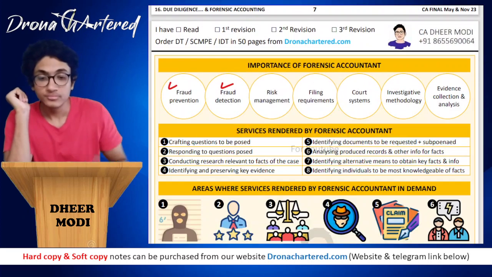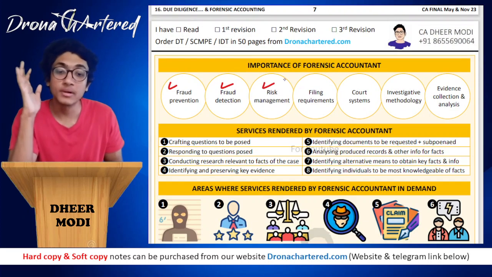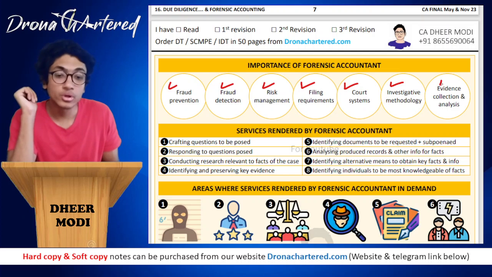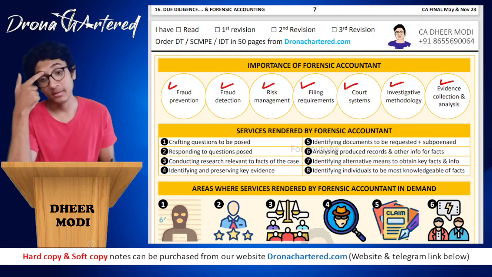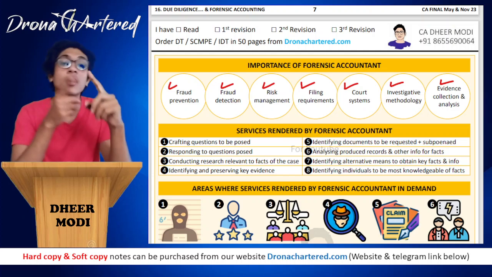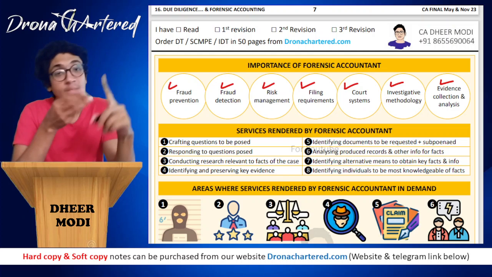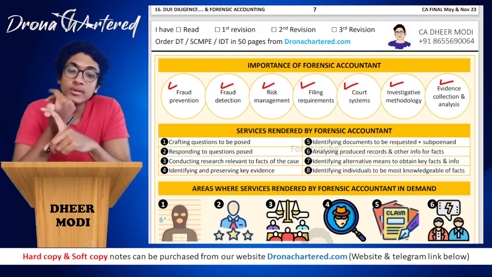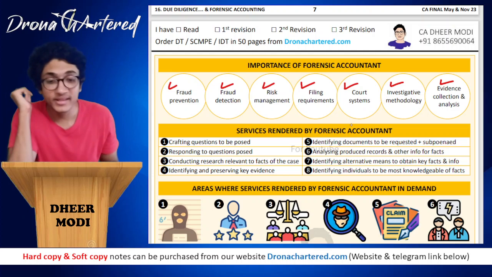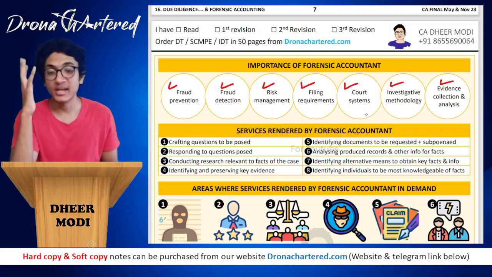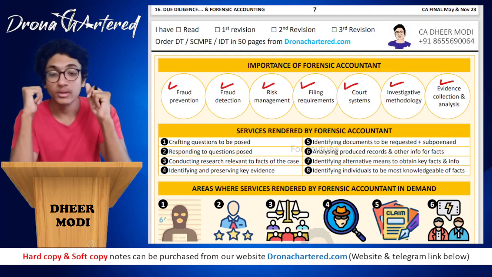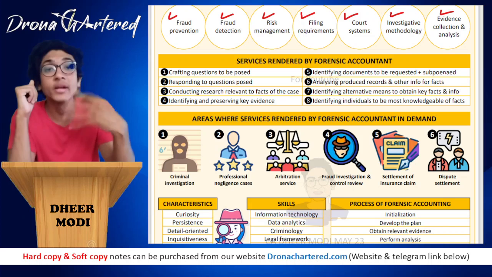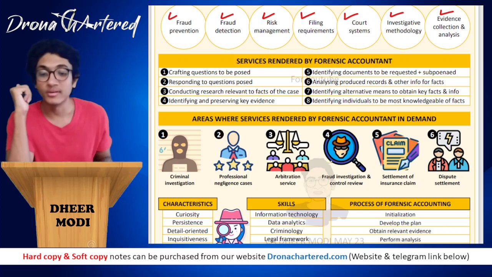Next is your risk management, that is your paper 6. Then you have filing requirements, court systems, investigating methodology, and evidence collection and analysis. So these are the importance of forensic accountant: fraud prevention, fraud detection. Then we did your risk management. Then we did your filing requirements. Then anything related to court, so court systems, investigative methodology, and evidence collection and analysis. This is the importance of your forensic accountant. Please do not write forensic auditor. It is forensic accountant for May 23 and November 23 onwards.